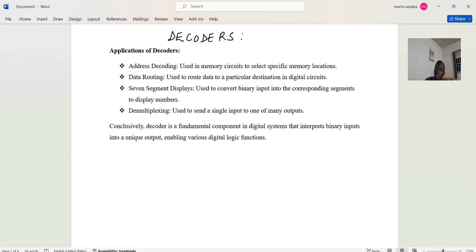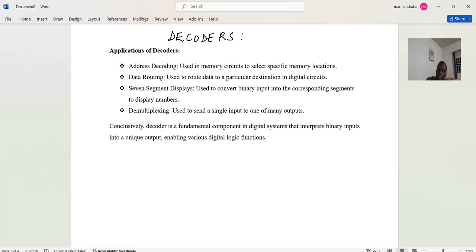Another application is in data routing, used to route data to a particular destination in digital circuits. The other application is demultiplexing, used to send a single input to one of many outputs.